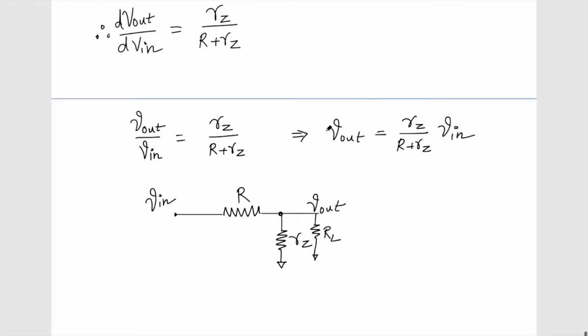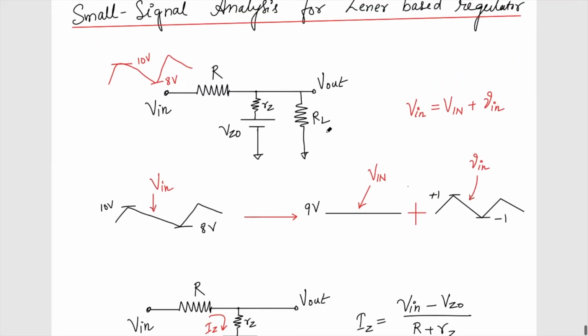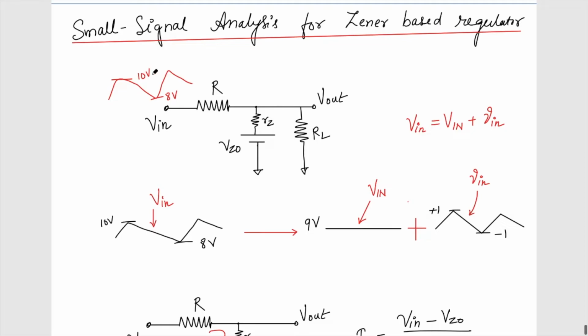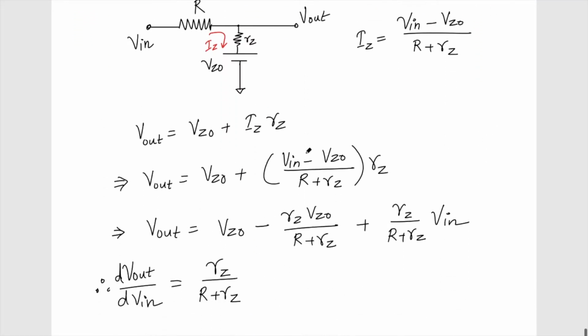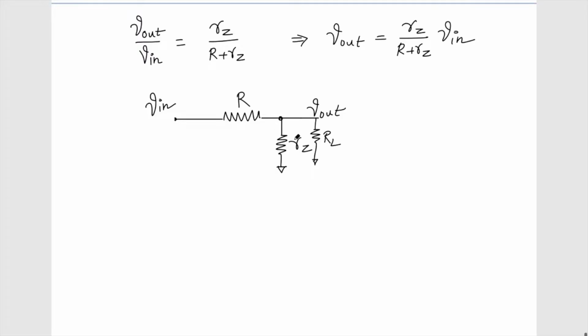Whereas if we would have considered the traditional approach, finding out the V out when the input is 10 volt and finding out the output when the input is 8 volt, then things become complicated. But when we only consider the change, which is basically the small signal analysis, then we can come to this kind of simplified analysis.